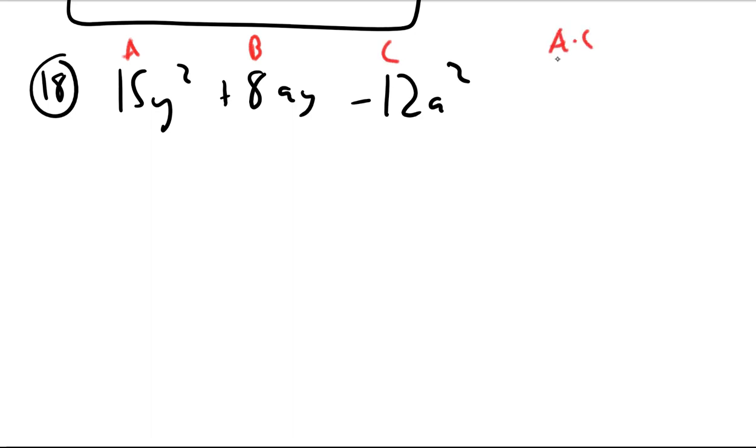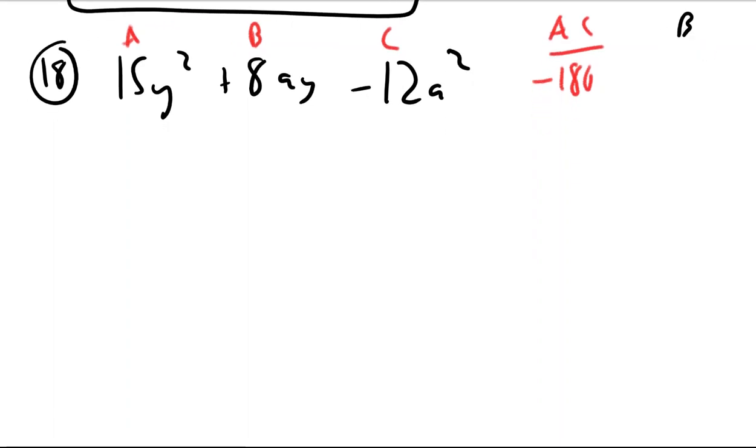And if I consider A times C, that would be 15 times negative 12, which is negative 180. And B is 8. So you've got to keep going until you find two numbers that multiply to this, but add up to that. So 1 and 180 are way too far apart for 8. 2 and 90 are too far apart.